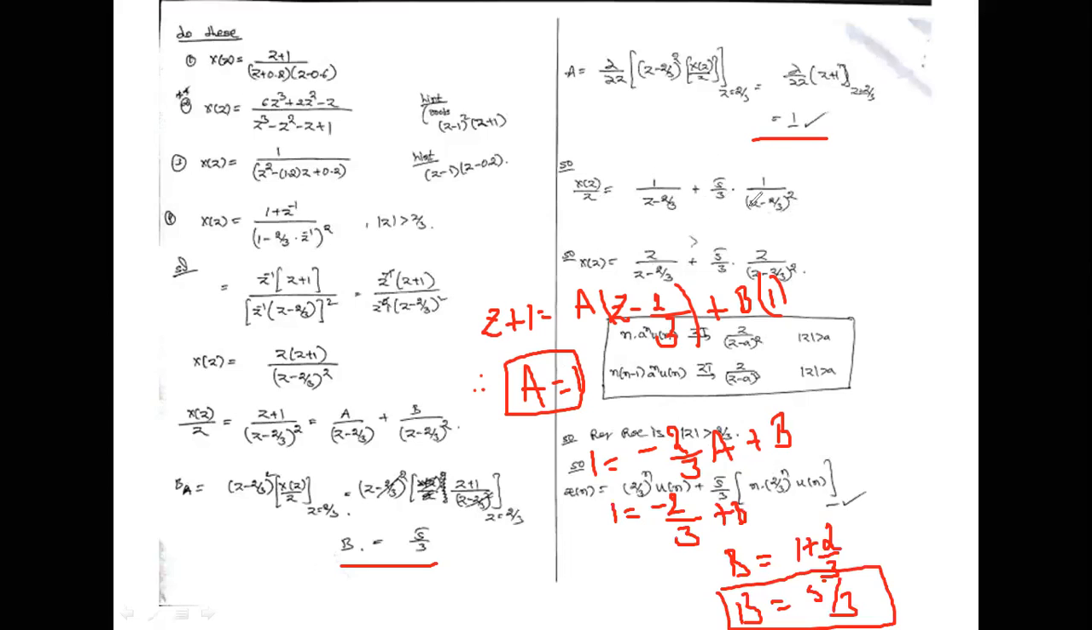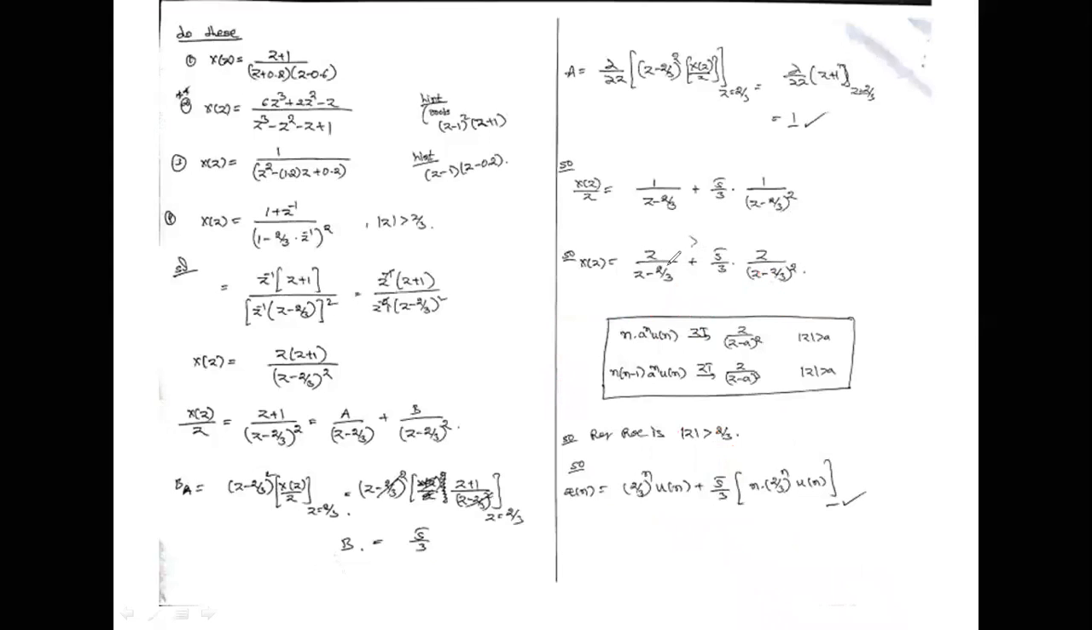Now after finding out the a and b values, write this expression as x of z only. X of z is equal to z by z minus 2 by 3 plus 5 by 3 into z by z minus 2 by 3 whole square. So it is in the form of z by z minus a. Z by z minus a, we know, is a power n mu of n. If it is a square in the denominator, multiply by n: n into a power n mu of n. If it goes on increasing, z by z minus a whole cube is n into n minus 1 a power n mu of n.